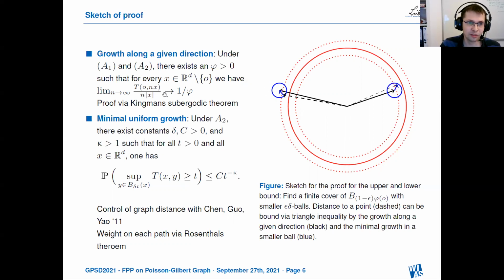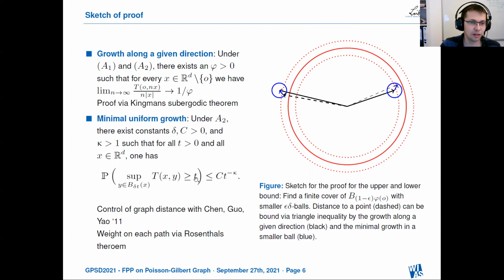The main problem here is that Kingman's subadditive ergodic theorem, or Liggett's version of it, only gives us the existence of the limit and not the convergence speed. So we would need uniform convergence in all directions. This is governed by our second theorem. It is a minimal growth theorem. It means that it's polynomially unlikely that a smaller ball of radius delta t is not fully infected by time t.